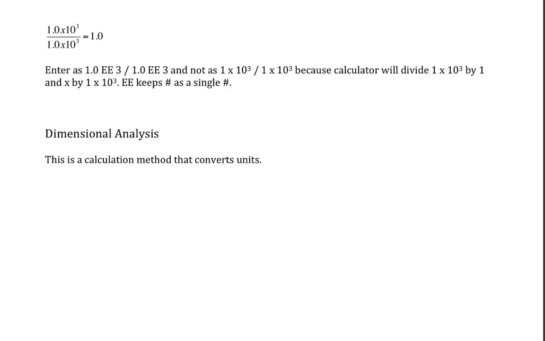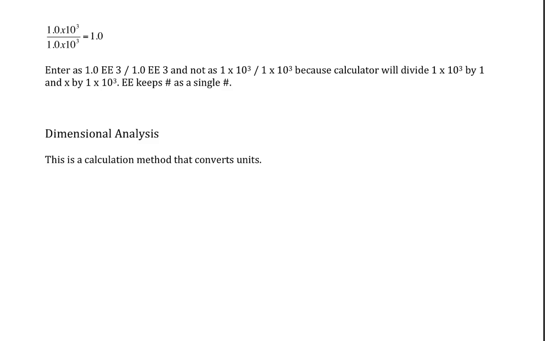We have 1.0 times 10 cubed divided by 1.0 times 10 cubed. So what we have is 1,000, good to 2 sig figs, divided by 1,000. 1,000 over 1,000 is equal to 1. Sig fig wise, we would write that as 1.0.